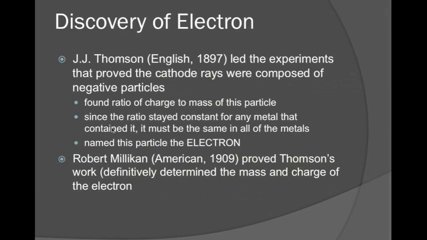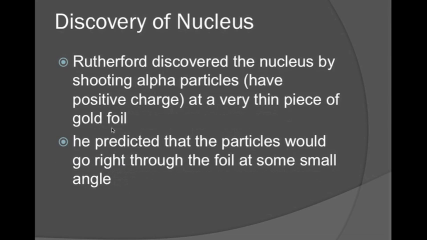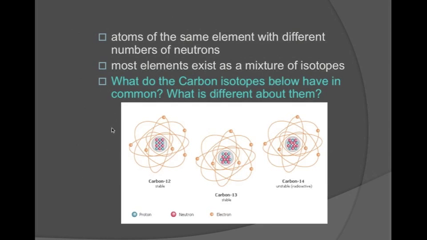Now, moving on to some other discoveries, we looked at the discovery of the electron. J.J. Thomson is credited for the discovery of the electron, and he named the particle. Now, we also see that Rutherford was credited for the discovery of the nucleus. So we discovered the electron and then discovered the nucleus by shooting those alpha particles. Moving on and talking specifically about the atoms and the isotopes.